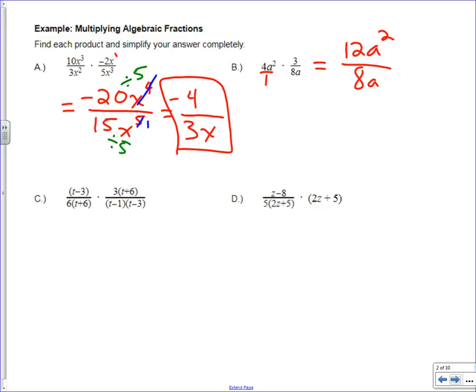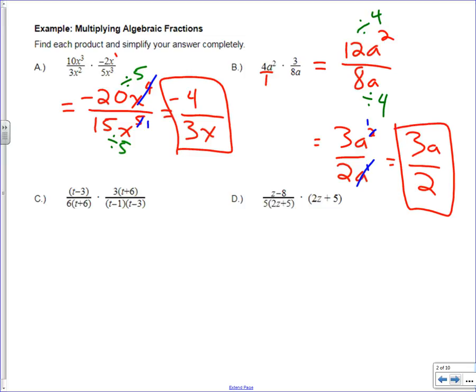So 12 over 8 can divide by 4. So we get 12 divided by 4 is 3. A squared over 8 divided by 4 is 2a. And then again, I have 1a on the bottom and 2 on top, so I can cancel 1 each. And so I'm left with 1a on the top and none on the bottom. So 3a over 2.